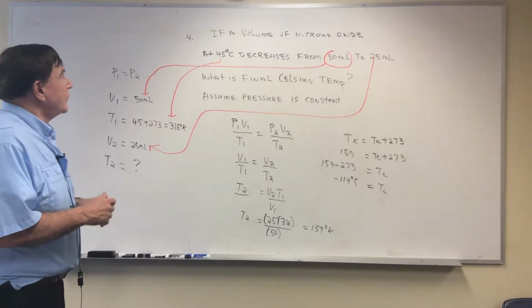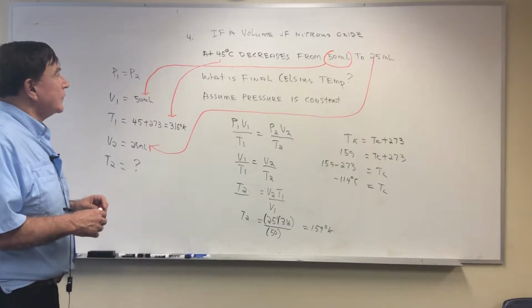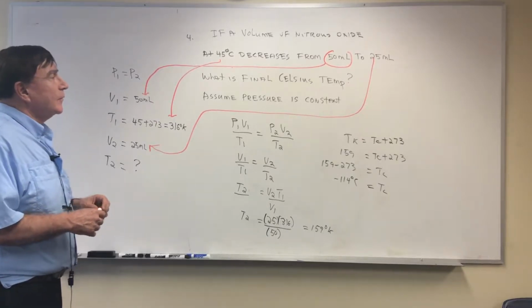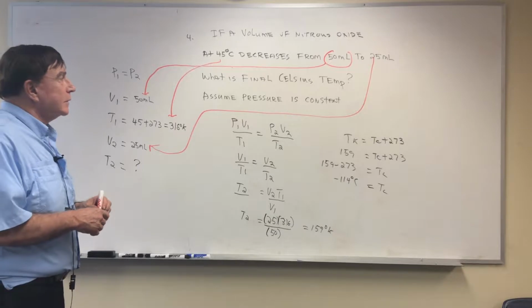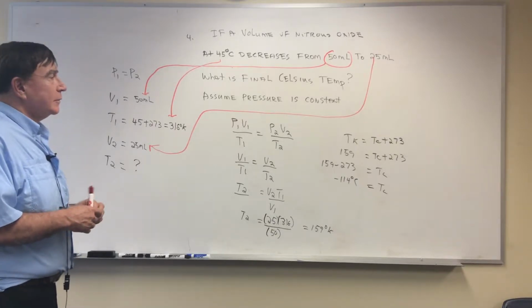Okay, here we are on problem 4. Let me read it to you. If a volume of nitrous oxide at 45 degrees centigrade decreases from 50 milliliters to 25 milliliters, what is the final Celsius temperature? Assume the pressure is constant.